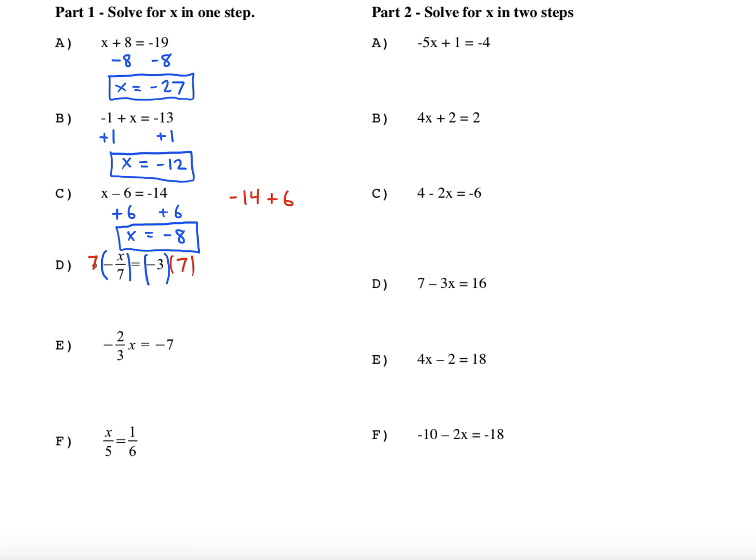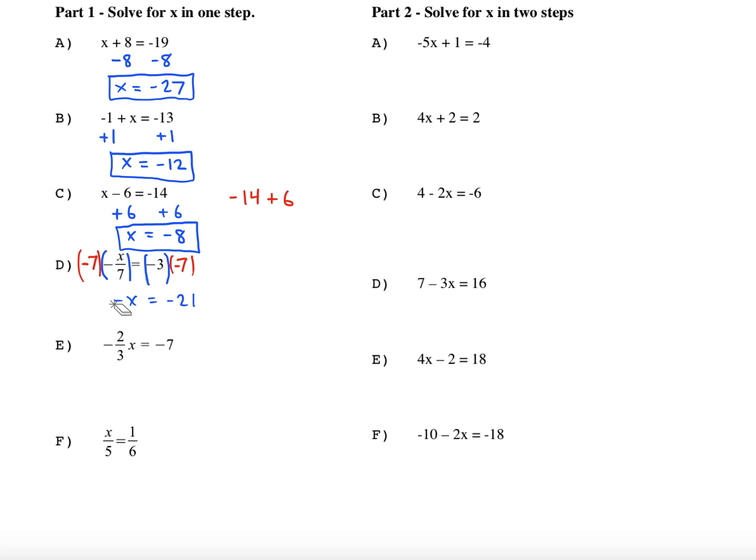But notice that there's a negative there. If I just multiply by 7, then what I'm going to get down below would be -x equals -21. But I don't really want to know what -x is. I want to know what x is. So what I'm going to do is I'm going to multiply by a -7 here on both sides.